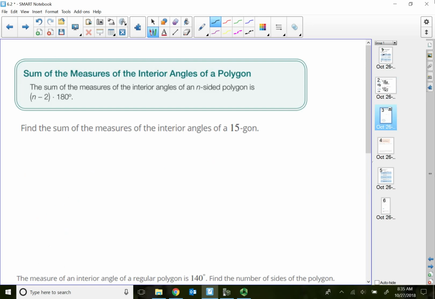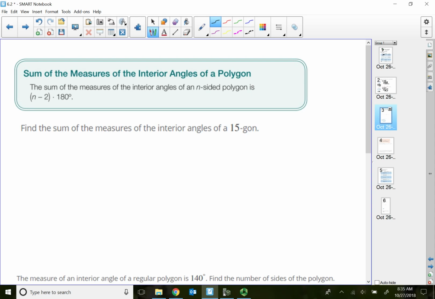Now, this formula is for finding the sum of the measures of the interior angles of a polygon. I mentioned interior angles earlier. The sum of the measures of the interior angles inside the polygon is always going to be, where n stands for how many sides the polygon has, the number of sides minus 2, then times 180.